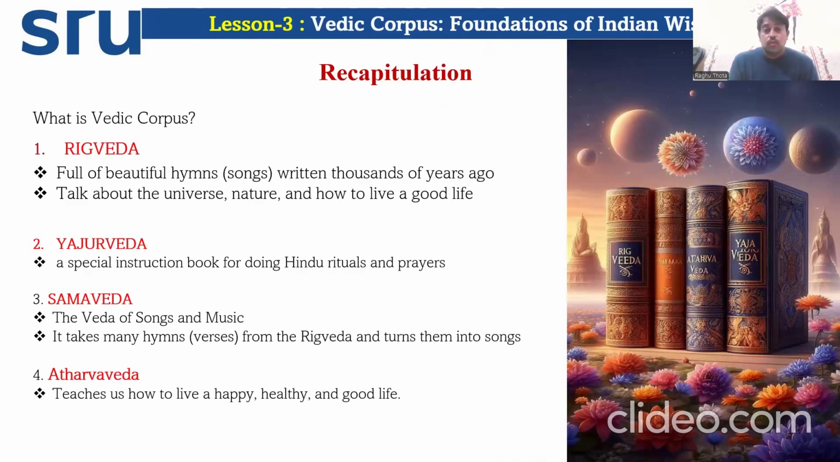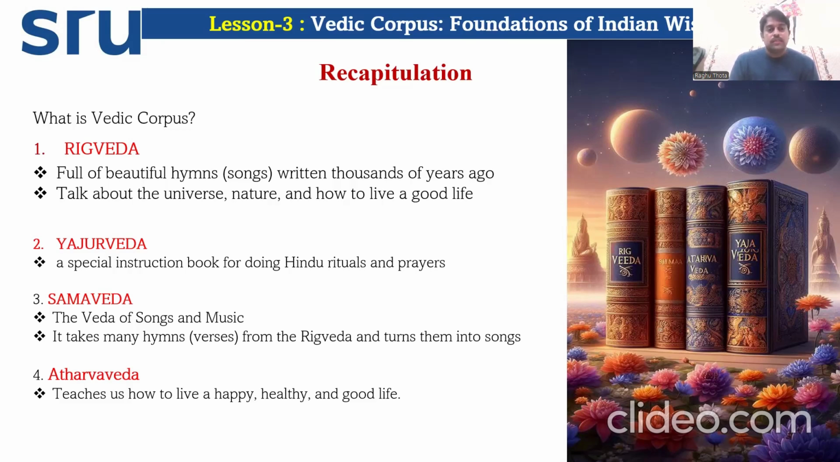The third one: Vedic corpus, the foundations of Indian wisdom. What is the Vedic corpus? The knowledge and wisdom of ancient times had been written in the form of four volumes or books. That is called the Vedic corpus. It includes four Vedas. What are the four Vedas? Rig Veda, Yajurveda, Samaveda, Atharva Veda.